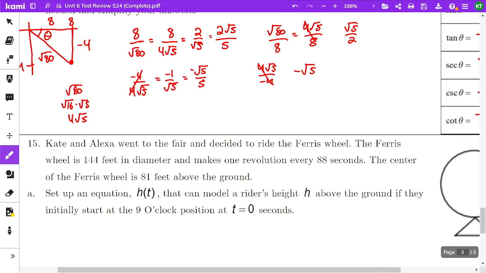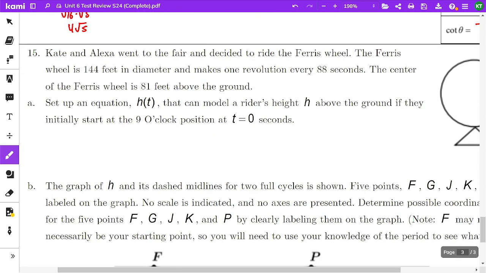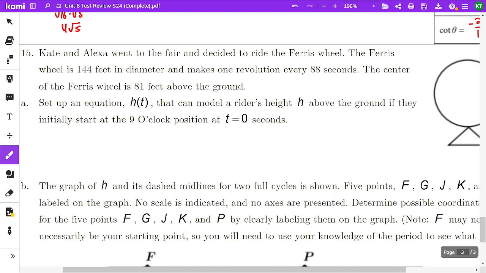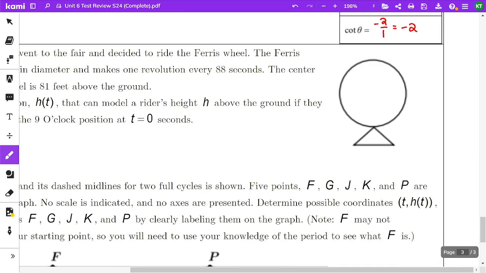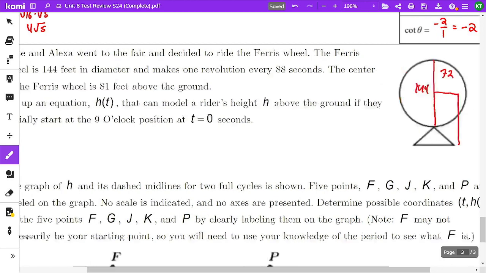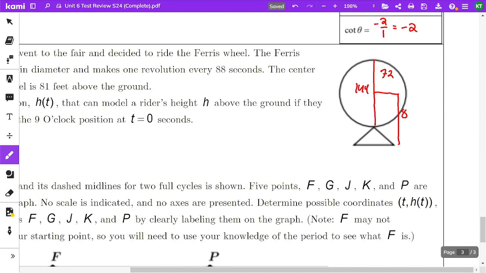Lastly, we have a Ferris wheel problem. These things, once you do one, I feel like you can get all of them. Start off our equation here. Let's go ahead and label everything. Diameter 144, which means our radius is going to be 72, which means we also have to figure out from the center to the ground, which I think it actually tells us is 81.